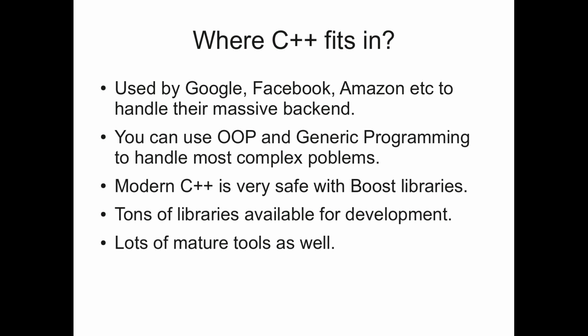With C++, you can use object-oriented programming and generic programming. The advantage of object-oriented programming is code reuse, and generic programming gives you type independence. So your code becomes less and you can handle complex problems. People had a complaint that C++ is very difficult to write correctly. It is still complex, but with modern stuff like Boost libraries or ACE libraries, it's very safe.